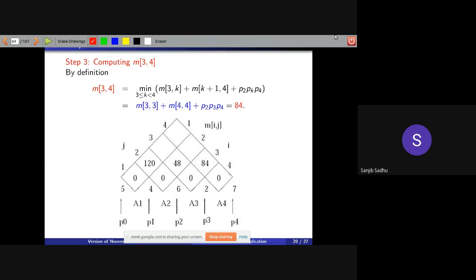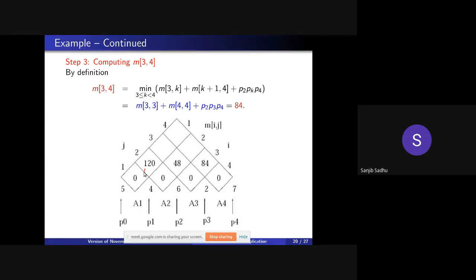Now size becomes 2. That means I have computed the number of multiplications for A1, A2, this is for A2, A3, this is for A3, A4. Now we would like to compute for A1, A2, A3 and A2, A3, A4. So this is basically the length. You can see the length of the sequence of matrices is 3, here 3. It was length 2, 2, 2.